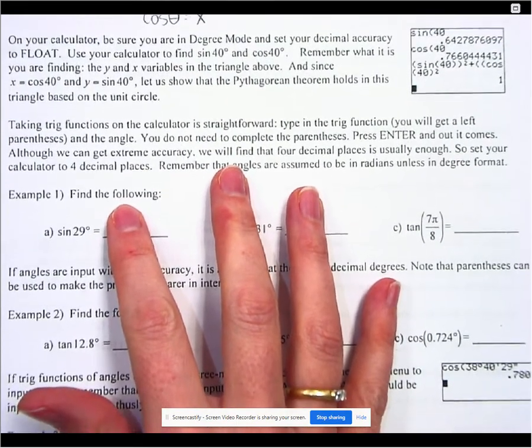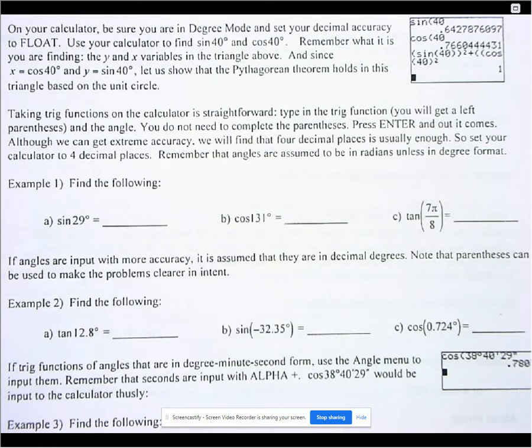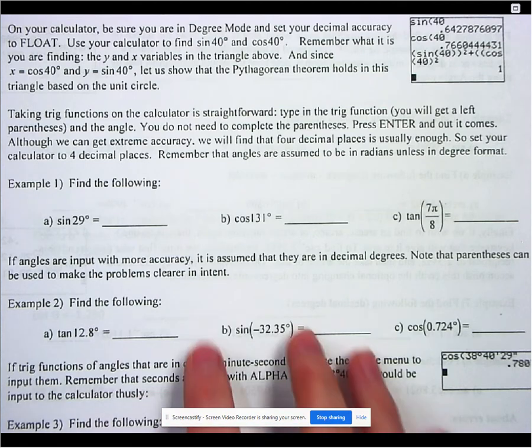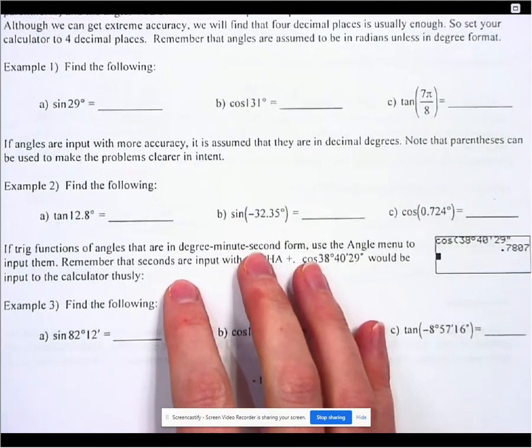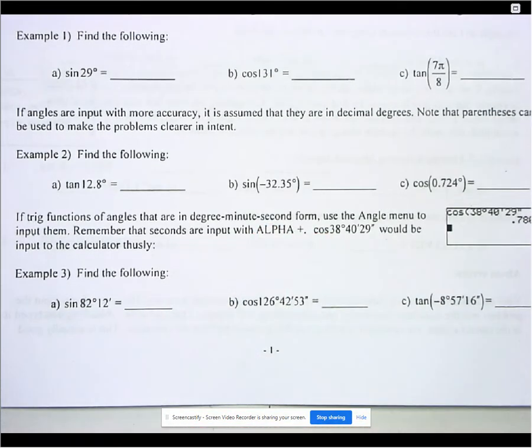But what we are going to be doing is finding trig ratios using the calculator. And some are extremely obvious what to do, and then we will get to some that are a lot more complicated. So anyway, the sine is pretty straightforward. The sine of 29 degrees is where we're going to start.